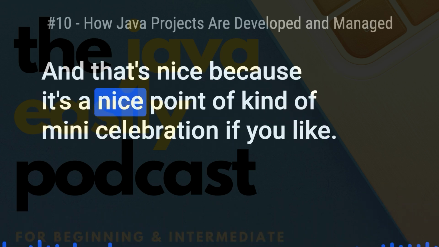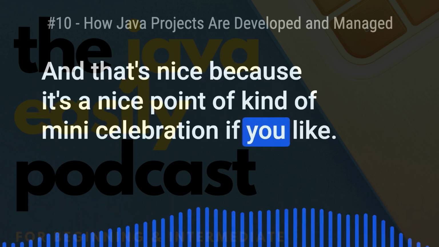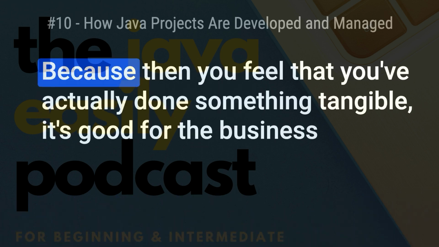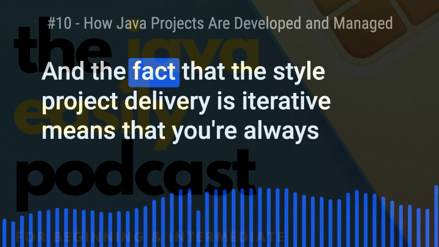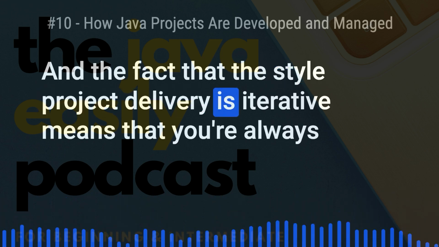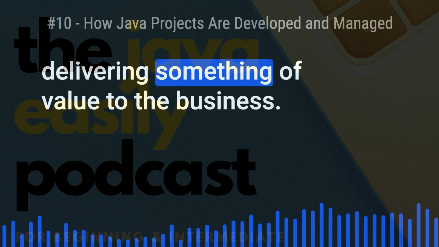And that's nice because it's a nice point of kind of mini celebration, if you like, which is good for you as a developer because then you feel that you've actually done something tangible. It's good for the business because it gives them visibility as to what the team's doing. And the fact that the project delivery is iterative means that you're always delivering something of value to the business.